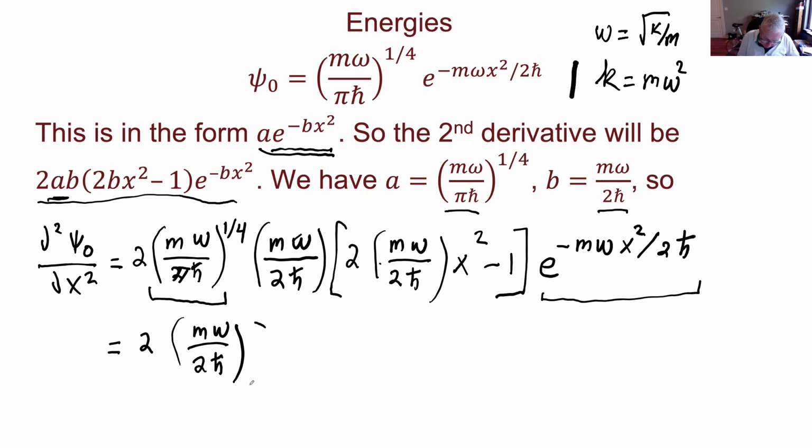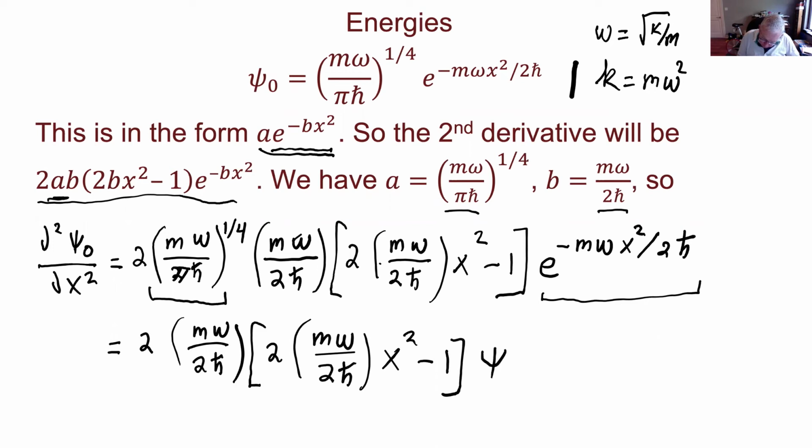Then I've still got the piece in the square brackets, 2m omega over 2 h bar x squared minus 1. I've got all of that times my wave function psi back again. Okay, so that is my second derivative.